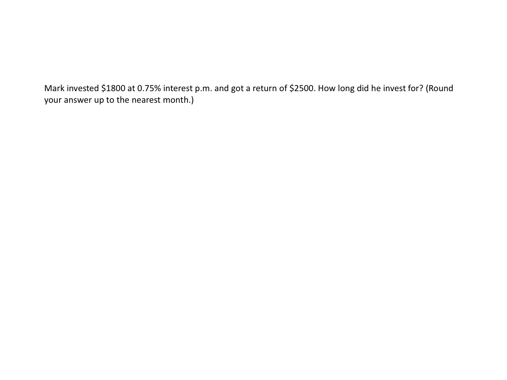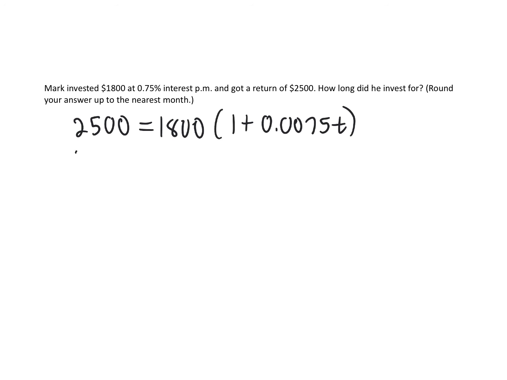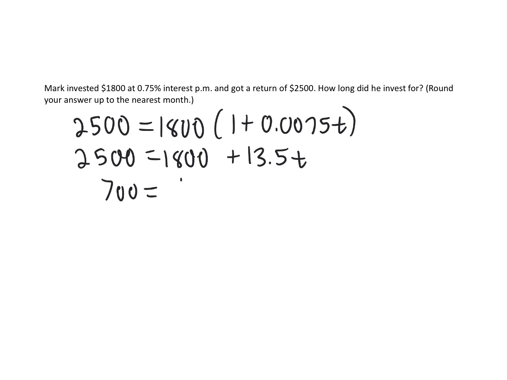One last example. This time we have our interest rate, but we don't have the amount of time involved. So here, again, plug things into your formula. Multiply things out. And the 13.5 comes from 1,800 times the 0.0075. Now we subtract the 1,800 over. Divide by 13.5, we get T equals 51.852. Round this up, the answer would be 52 months.